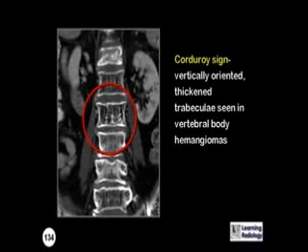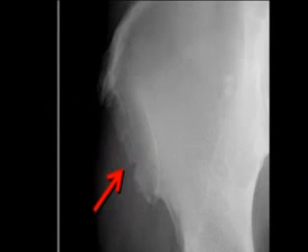This is the corduroy sign, the vertically oriented and thickened trabeculae seen in a vertebral body which contains a hemangioma. What is the descriptive term for this appearance?